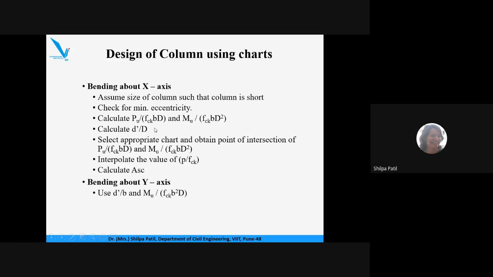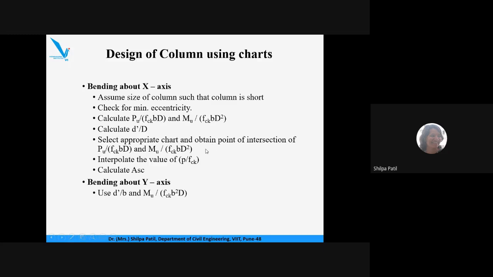Then we have to calculate this parameter. This is a non-dimensional term which is used for drawing the interaction curve. So calculate Pu upon fck b d and Mu upon fck b d square. B and D values we have already calculated. Okay. Then we calculate d dash by D. We have to assume some effective cover to the column and then calculate the ratio d dash by D. And then depending upon this ratio, we have to select the appropriate chart and we have to obtain the point of interaction. It means whatever this value and this value we have calculated, this value is y axis value, this is x axis value.